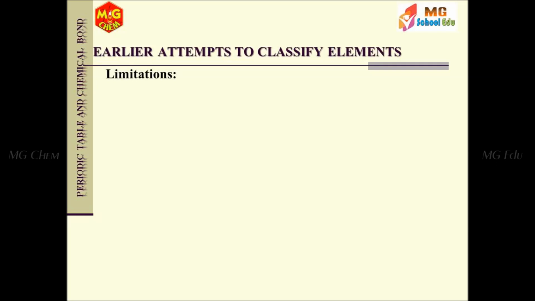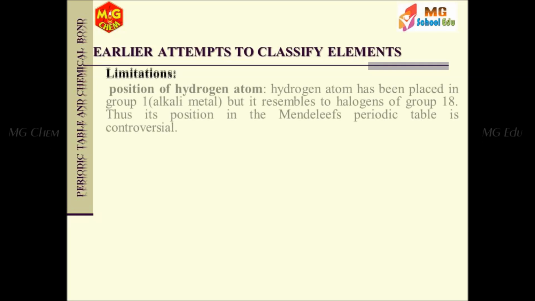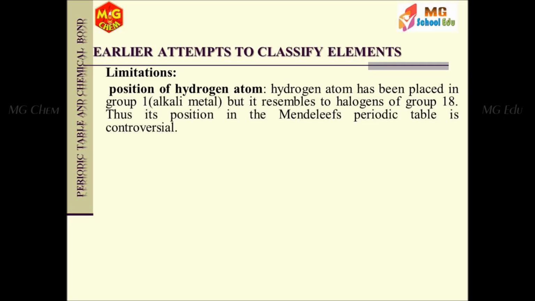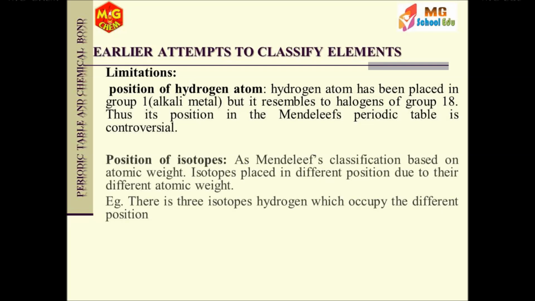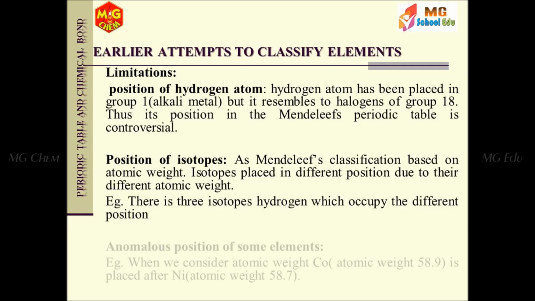Limitations of Mendeleev's periodic table. Position of hydrogen: hydrogen has been placed in group 1, the alkali metals, but it resembles the halogens of group 17. Thus its position in Mendeleev's periodic table is controversial. Position of isotopes: as Mendeleev's classification is based on atomic weight, isotopes would be placed in different positions due to their different atomic weights. For example, there are 3 isotopes of hydrogen, which would occupy different positions.